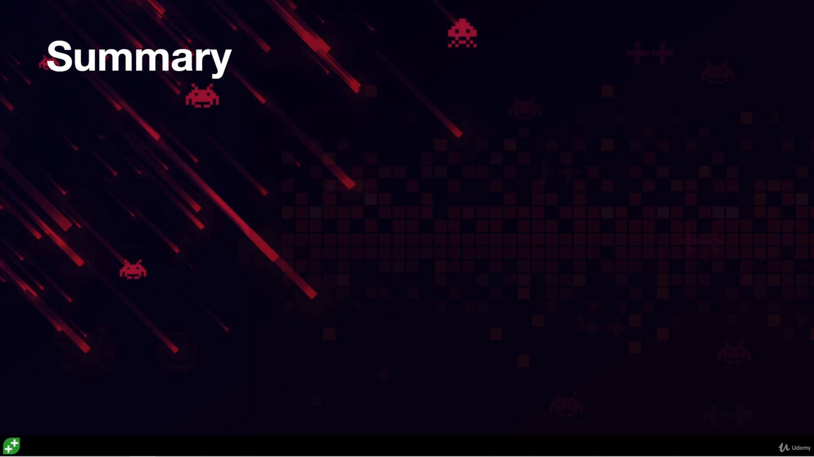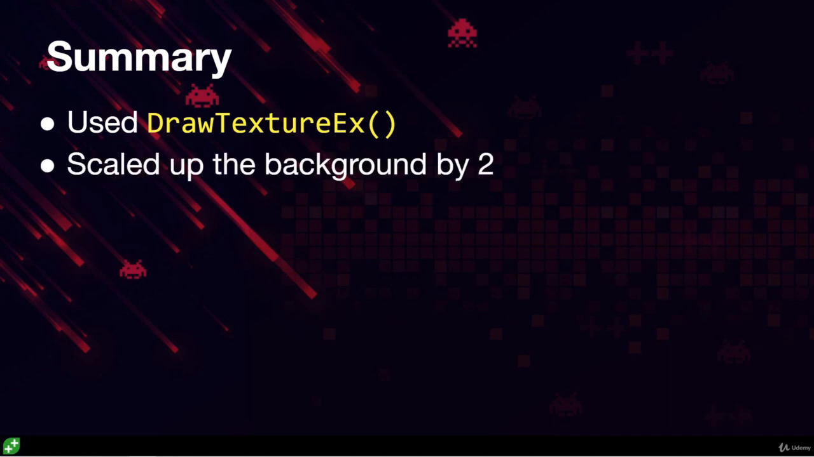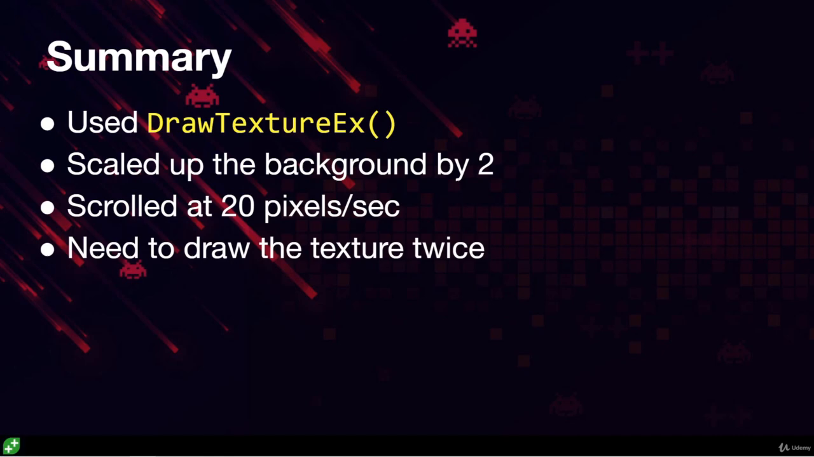So in summary, we use the function DrawTextureEx to draw the texture to the screen using some extra parameters. We scaled up the background by 2, and we scrolled the background at 20 pixels per second, and we saw that we get some empty space because we still need to draw the texture twice. We'll handle that in the next video. I'll see you soon.